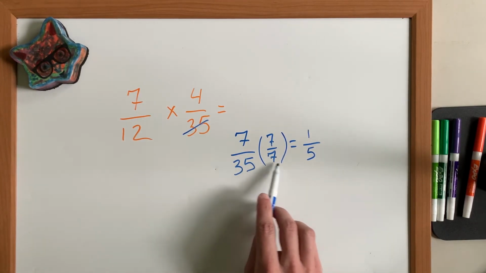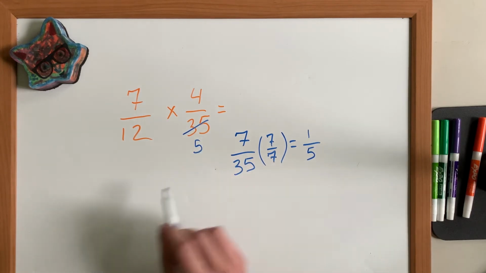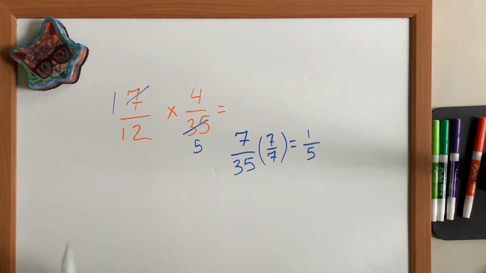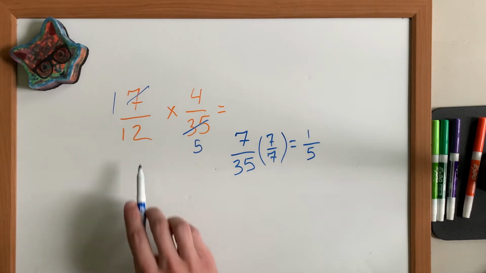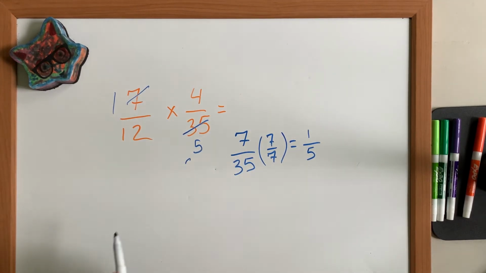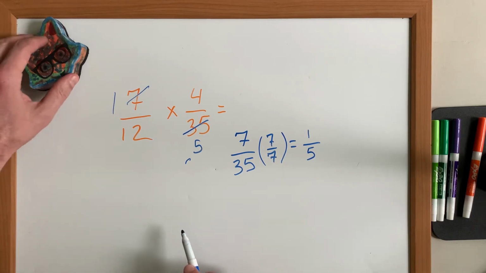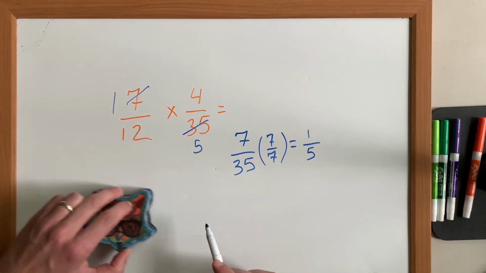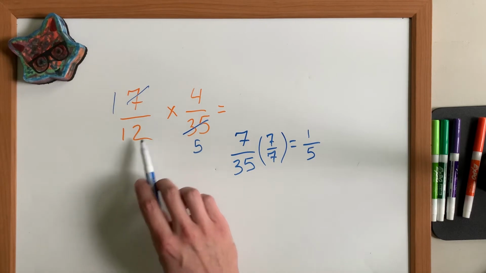35 divided by 7 is 5, and 7 divided by 7 is 1. Hang with me, because we're going to finish the problem and see the answer, and then I will explain why it actually works, okay? Let's go ahead and do the same thing with the other diagonal.